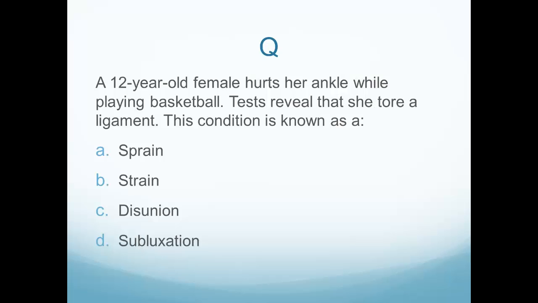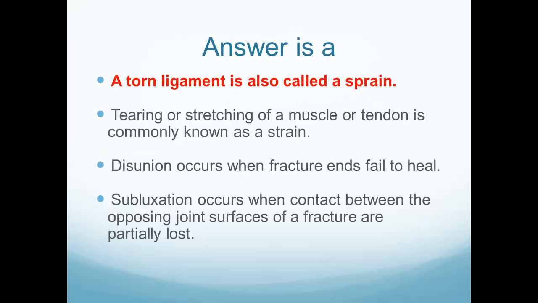Okay, so we have a 12-year-old female. She hurts her ankle while playing basketball. Tests reveal that she tore a ligament. This condition is known as. If you answered a sprain, you are correct. A torn ligament is also called a sprain.